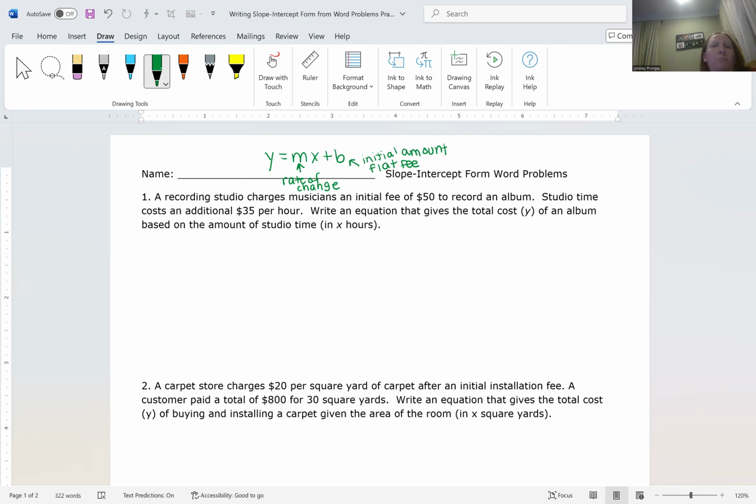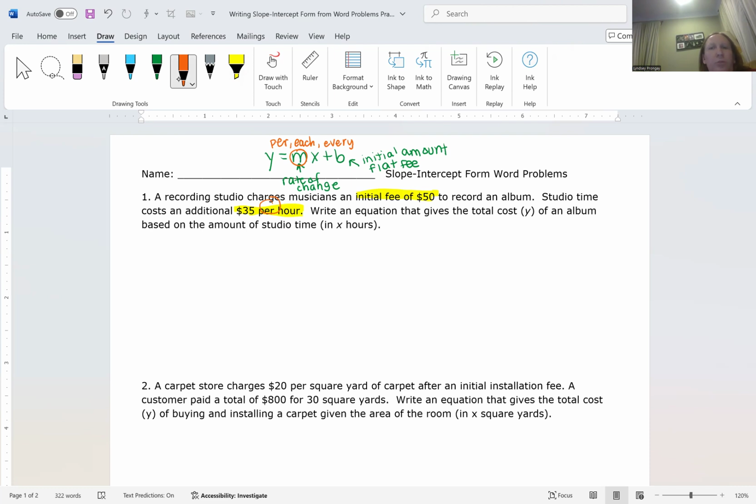When we're doing the rate of change, we are looking for words like per, each, and every. That's usually a good indication that we are dealing with our slope. So the first one: a recording studio charges musicians an initial fee of $50. I'm going to highlight some things. So initial fee, $50. Studio time costs an additional $35 per hour. Notice I see that per there.